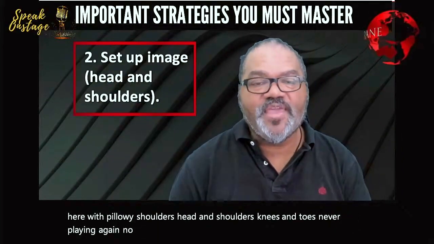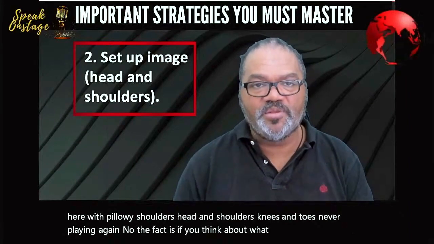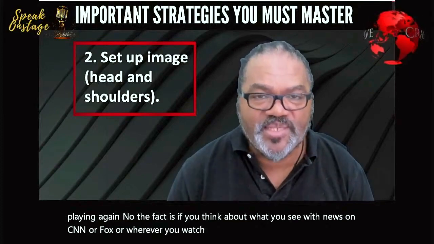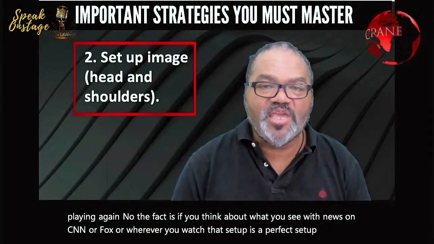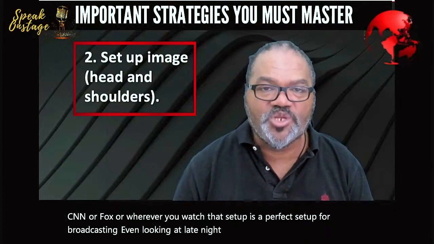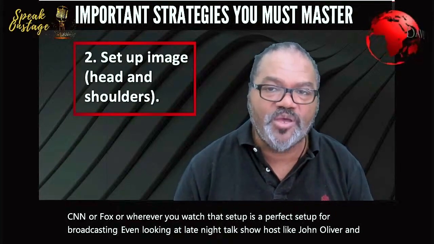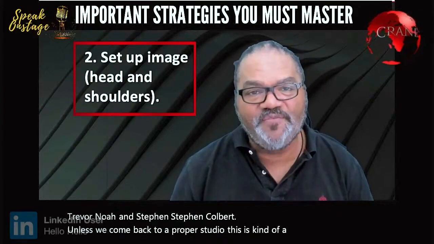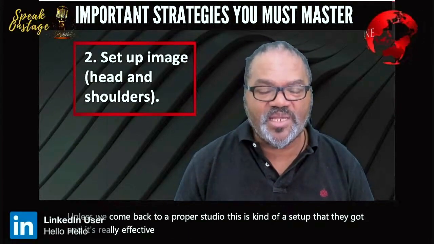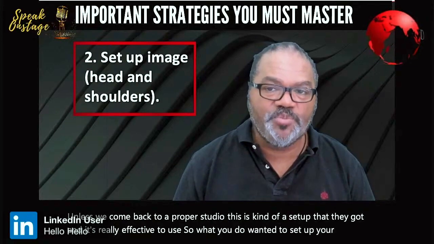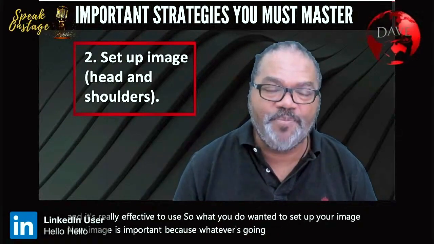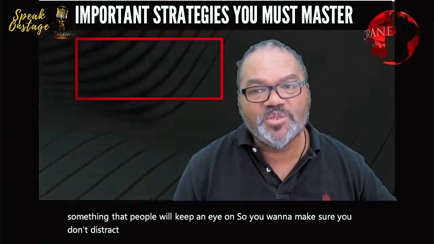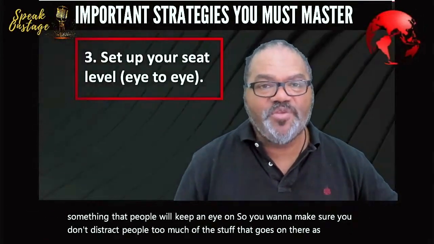Well, the fact is, if you think about what you see with news on CNN or Fox or wherever you watch, that setup is a perfect setup for broadcasting. Even looking at late night talk show hosts like John Oliver and Trevor Noah, or even Stephen Colbert, unless they've gone back to a proper studio, this is the setup that they've got, and it's really effective to use. So what you do want is to set up your image. Now, your image is important because whatever's going on in the background is something that people will keep an eye on. So you want to make sure you don't distract people too much from all the stuff that goes on there as well.